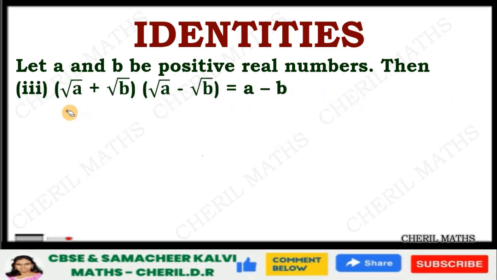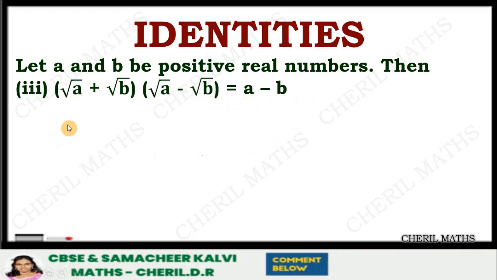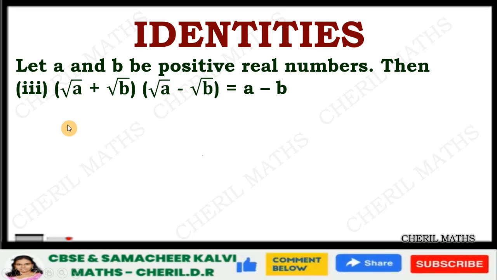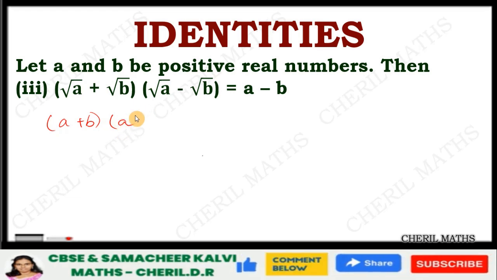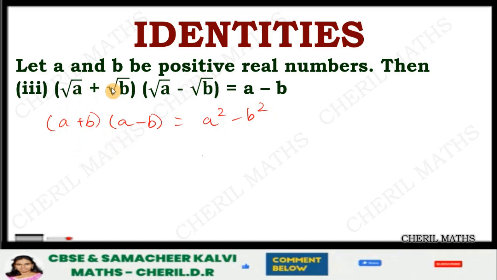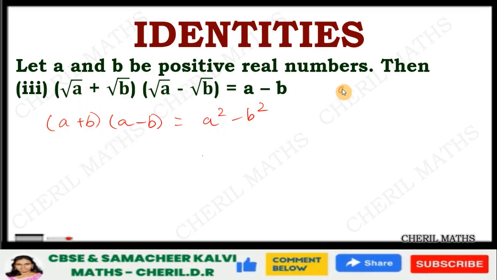Next one, the square root of a plus the square root of b into the square root of a minus the square root of b is equal to a minus b. Relating to this, we know one relation which we even discussed right now. That is a plus b into a minus b. Just some time back I told you what it is going to be: a square minus b square. Here we have the same thing with respect to the root. So wherever you had a, you now have the square root of a, and b is replaced by the square root of b.